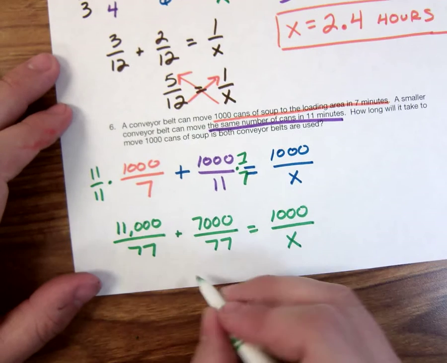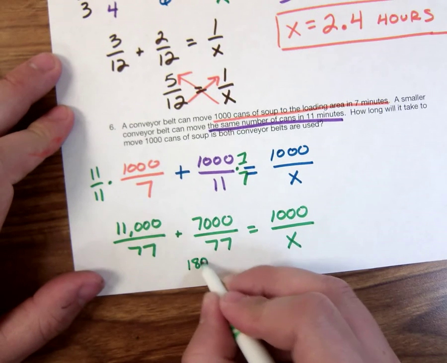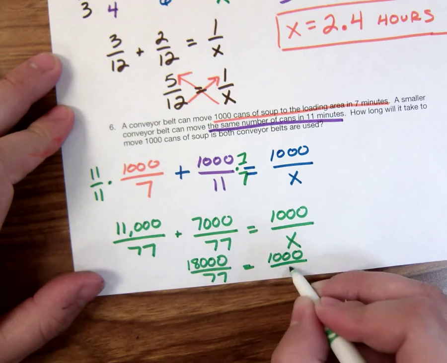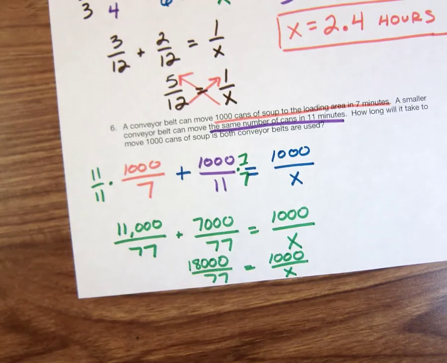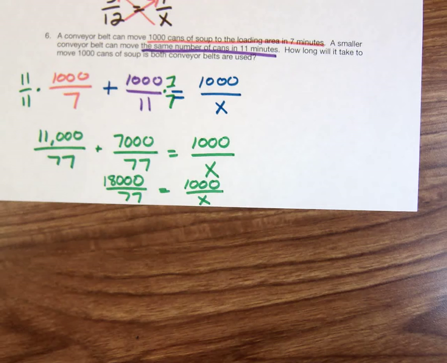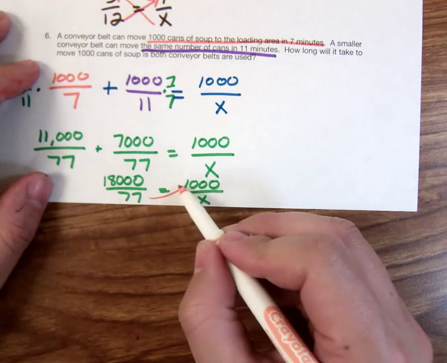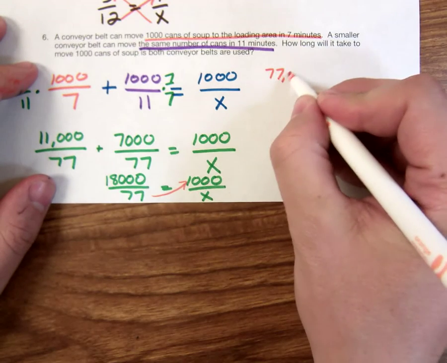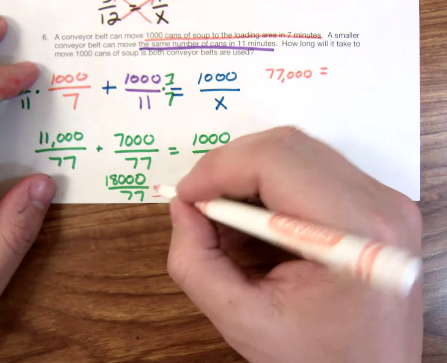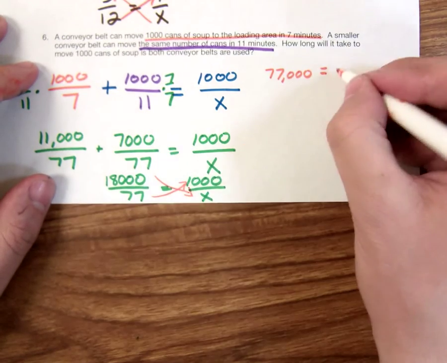And now I can combine them. 11,000 plus 7,000 is 18,000. Now these are big numbers, but don't be afraid. When you're talking about something as important as soup cans, we've got to be willing to make some sacrifices. Cross multiply. 77 times 1,000 is, surprise, surprise, 77,000, equals, this is really easy, 18,000 times x is 18,000x.